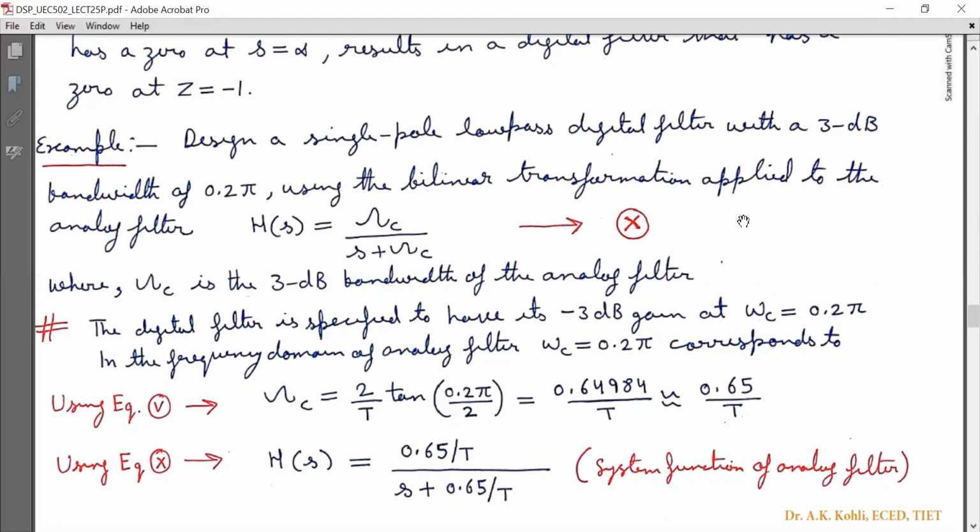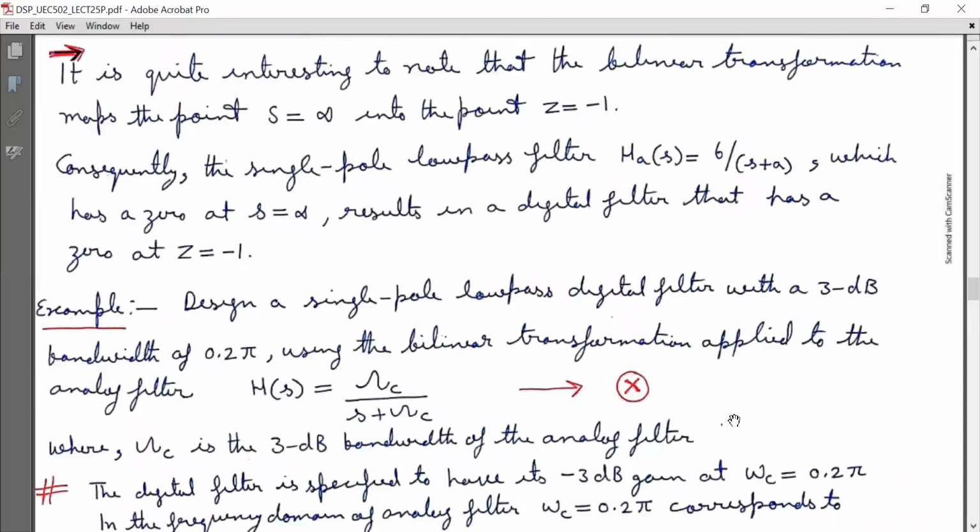In the frequency domain of the analog filter, small omega_c equal to 0.2 pi corresponds to capital Omega_c. So using equation V, capital Omega_c is equal to 2 by capital T tan of small omega_c by 2, which is 0.2 pi divided by 2. And that will give me approximately 0.65 by capital T.